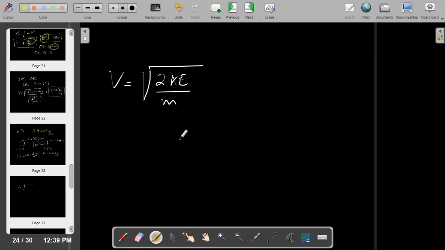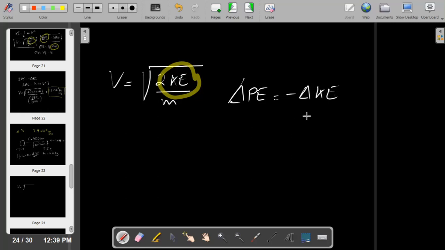I need kinetic energy again. Well, how do I find that? I find that by using this formula. I know that the change in potential energy is the opposite of my change in kinetic energy. So if I can find my potential energy, I'll know my kinetic energy. Remember, this kinetic energy now has become our final kinetic energy with a final velocity because the initial was gone. Okay.